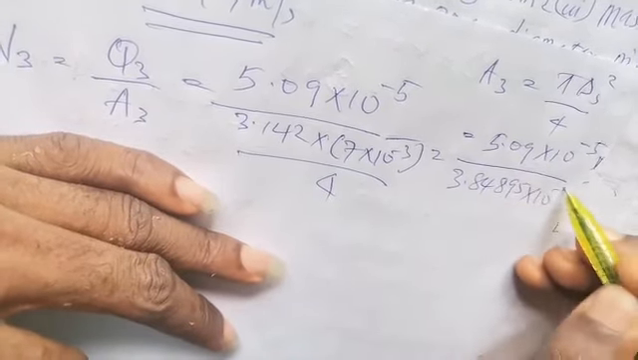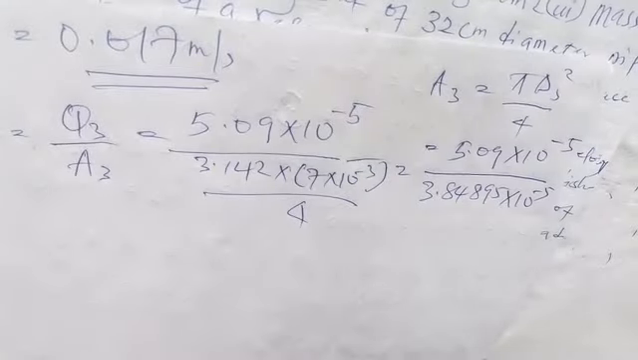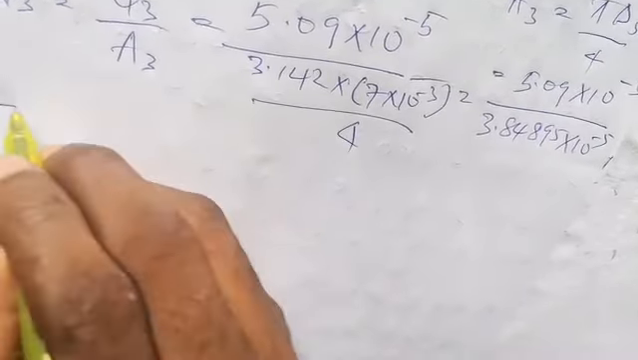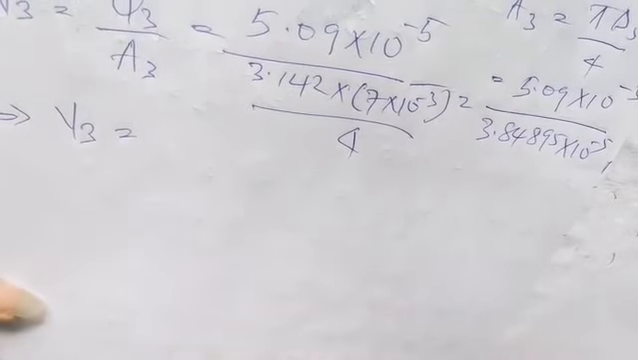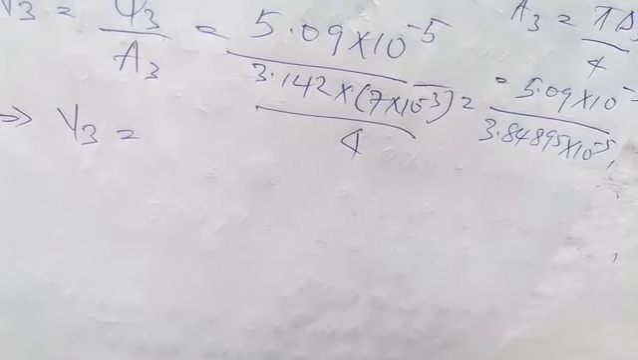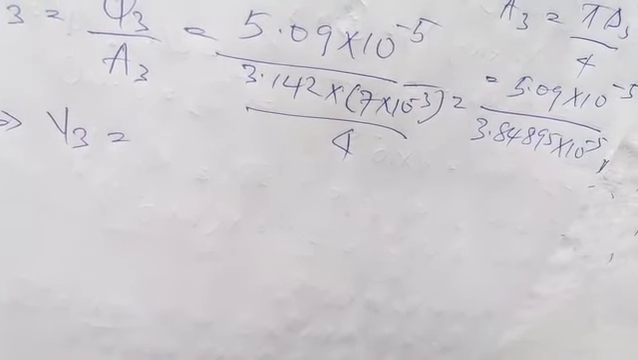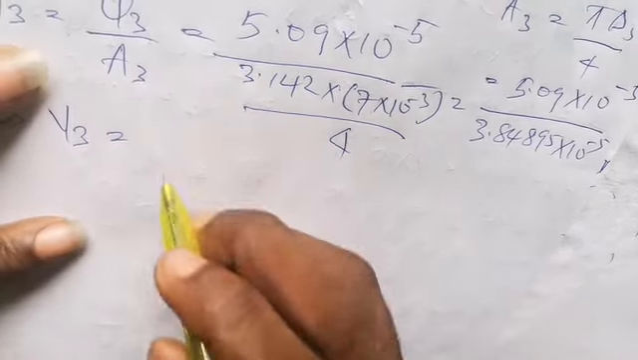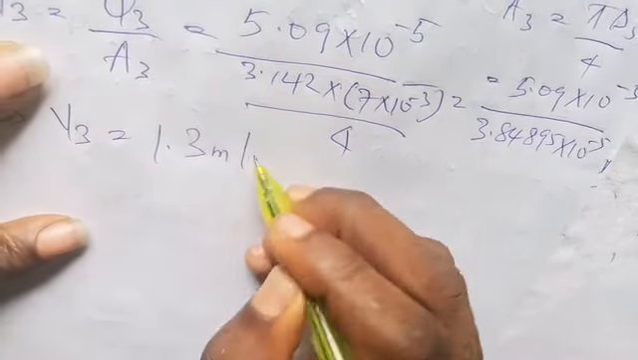3.84895 by 10 to the power of minus 5. Okay, so I have this. All I need to do now is divide. This simply implies that V3 is now equal to that answer divided by 5.09 by 10 to the power of minus 5. Divide by answer. Okay, that gives us the speed as 1.3 meters per second.